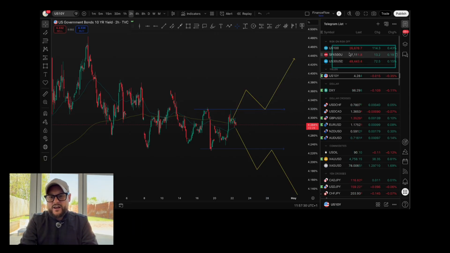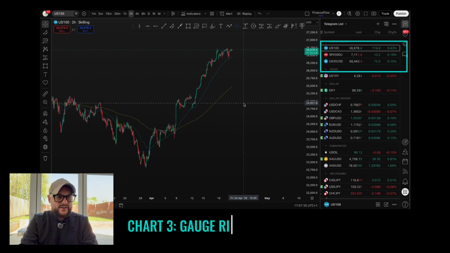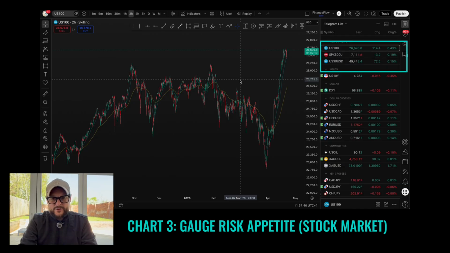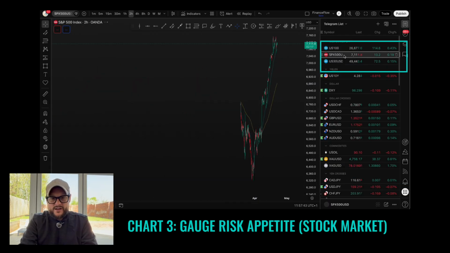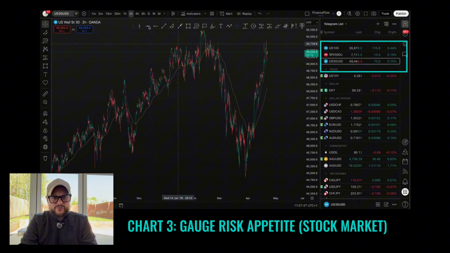So then obviously I like to look at the stock market. All right, so I want to see how much risk appetite there is. Obviously, the stock market's all over the place at the moment. Currently, I think US 100 is at all-time highs, SPX 500 all-time highs, and US 30 approaching all-time highs.